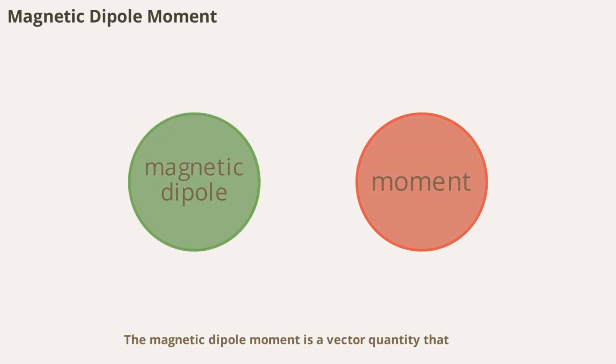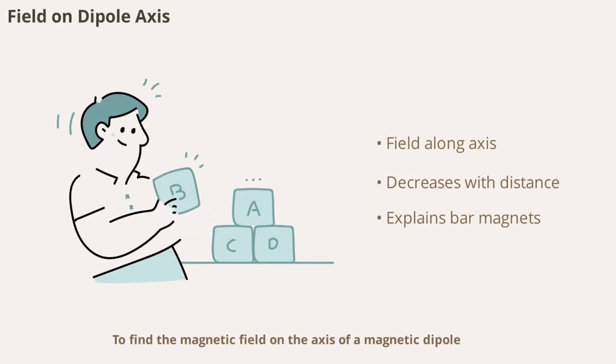Magnetic dipole moment is a vector quantity that represents the strength and orientation of a magnetic source, such as a current loop. It's defined as the product of the current and the area of the loop, M equals IA. The dipole moment determines how the loop interacts with external magnetic fields and is a key concept in understanding magnetic materials and devices.